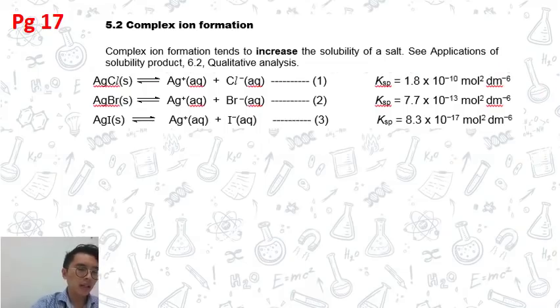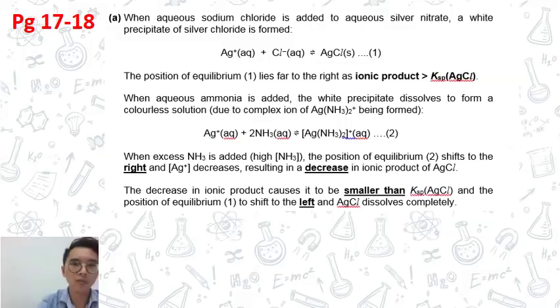Lastly, complex ion formation will also affect the solubility of a salt. In fact, it will increase the solubility of a salt when you form a complex. Let's take a look at one of these examples. Let's look at what happens when you have complex ion formation together with silver chloride. When you have Ag plus and Cl minus, you form AgCl, which is your white precipitate.